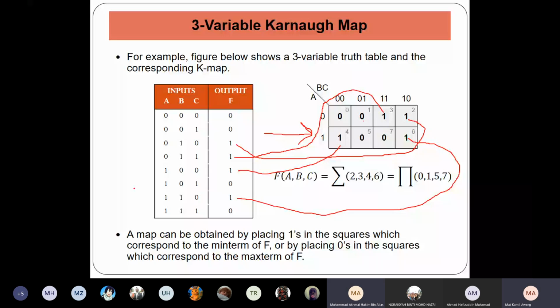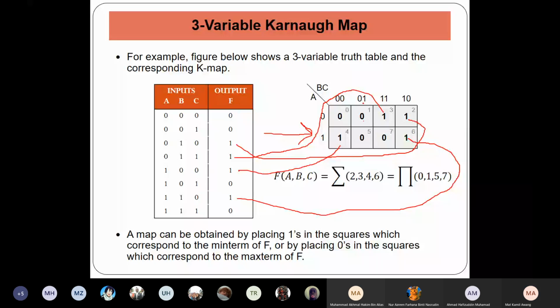Understand, sir? Okay. But why is the order 0, 1, 3, 2, 4, 5, 7, 6? Because remember, the rule is that only one variable can change at a time. Here, B, C, 0, 0. From here, they can only change one. So 0, 1.